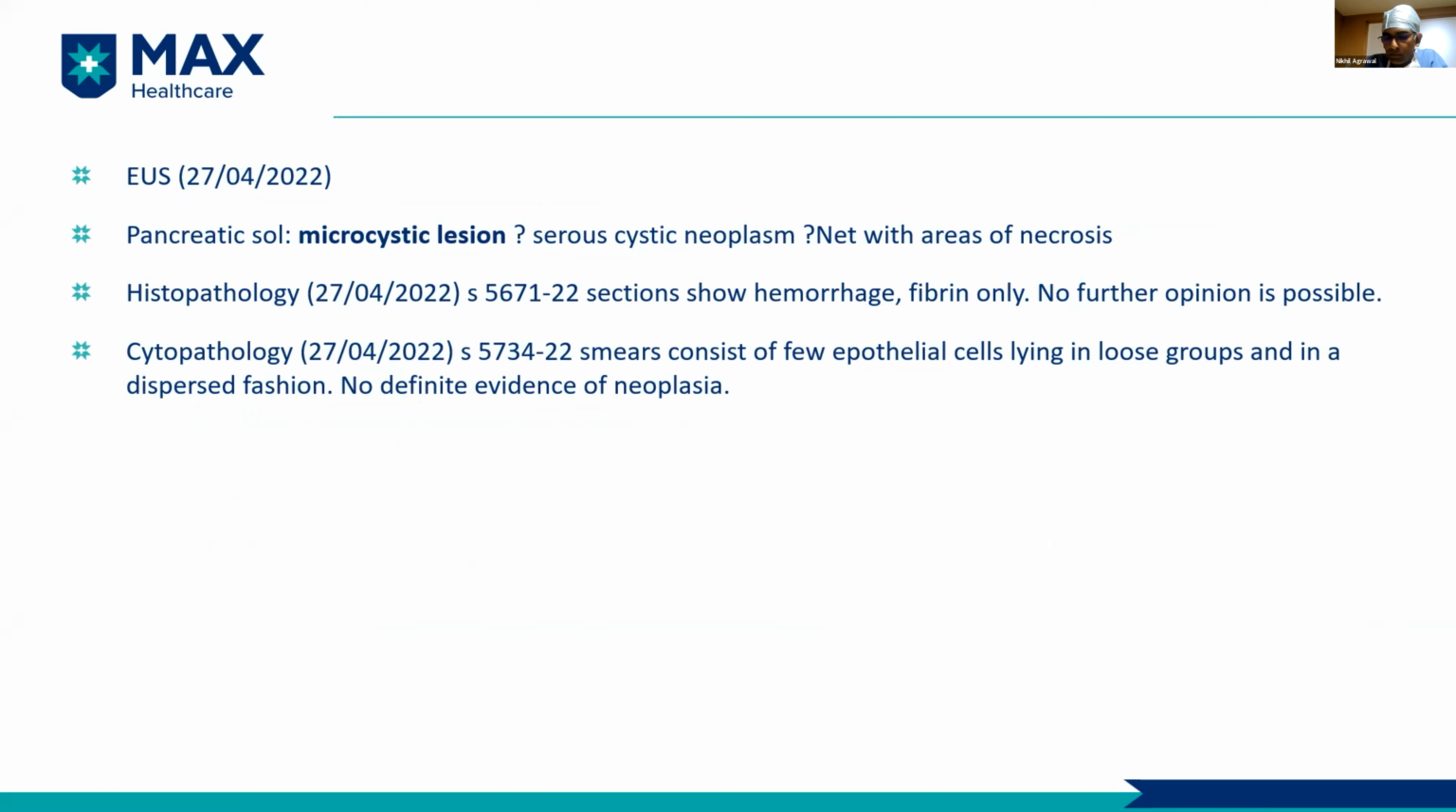Dr. Sawan? Yes, Dr. Nikhil. So can you enumerate how you distinguish between some of the lesions on endoscopic ultrasound, and what does this make sense to you? How will you interpret this report?